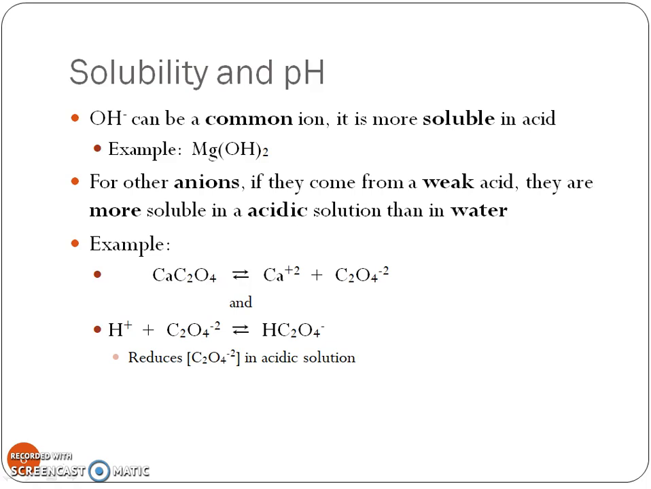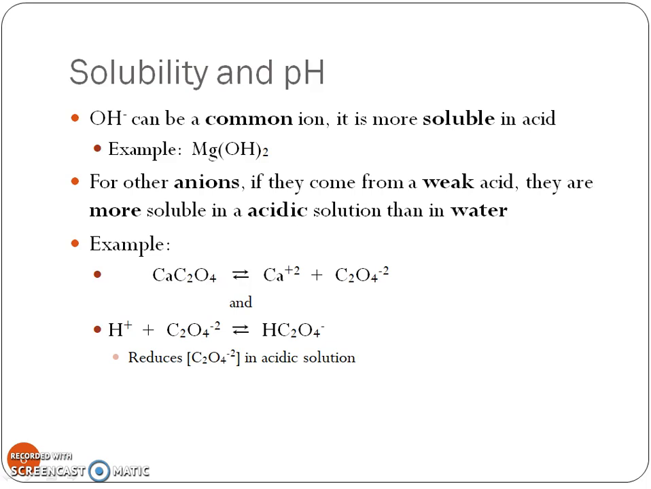When we talk about solubility and pH, we have to think about OH negative, our hydroxide ion, which can also be considered a common ion. And of course, these are going to be more soluble in acid because it's going to be a neutralization reaction. So if we have something like magnesium hydroxide reacting with an acid in solution, it's going to be a neutralization reaction and it's going to shift into ions more.